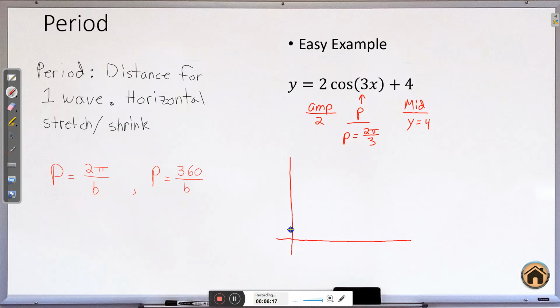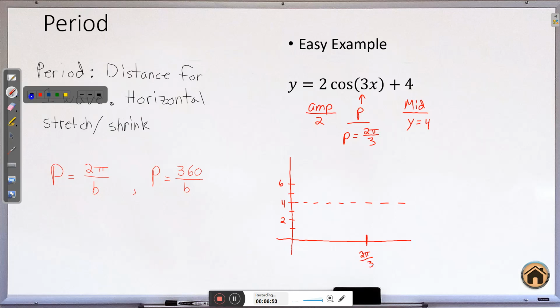So I'm going to be going up 1, 2, 3, 4, 5, 6. So at 4, I have my midline. And then at 2 is the lowest it will ever go, and at 6, that is the highest we will ever go. One complete period is 2 pi over 3. So I'll put the full period right here. That is 2 pi over 3.